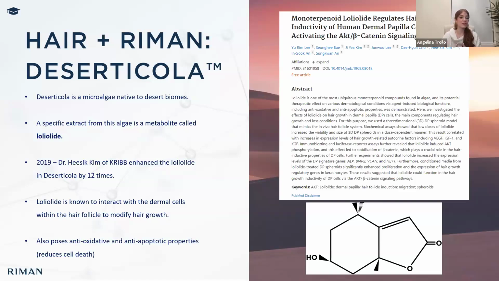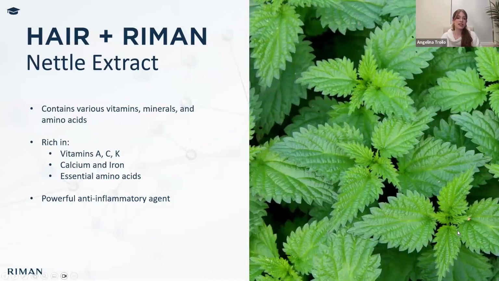With Deserticola, that's of course an amazing ingredient on its own, but we never stop with just one ingredient. So in all three products, we also have nettle extract. This nettle extract is sourced by Ask Base, that RIMAN company on Jeju Island, and it is, of course, a Jeju-based natural ingredient. So this nettle extract has various vitamins, minerals, amino acids. It's rich in vitamins A, C, and K, and various other nutrients that really reinforce not only the strength of your hair cuticles, but your hair follicle.